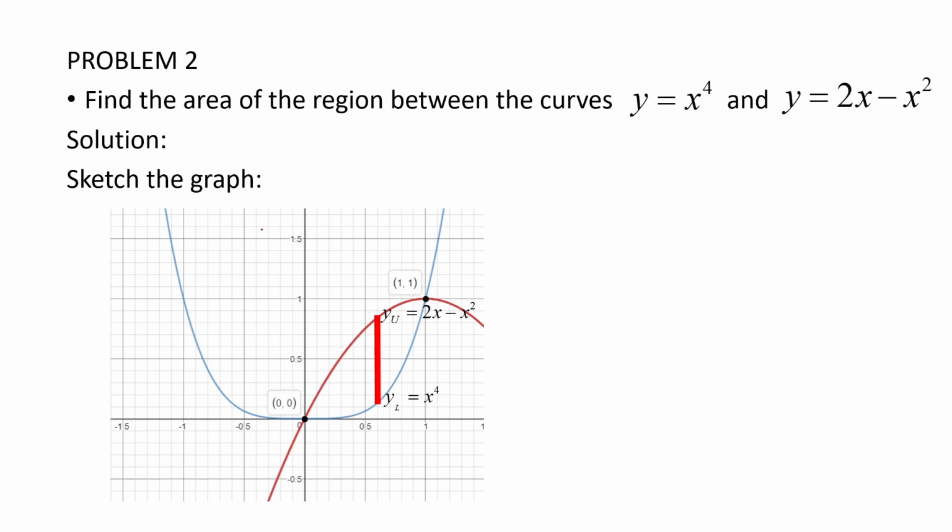So the blue one is the x to the power 4, and then the red one is the parabola. Let me just label it. This one is the blue graph, then the other one is the red.